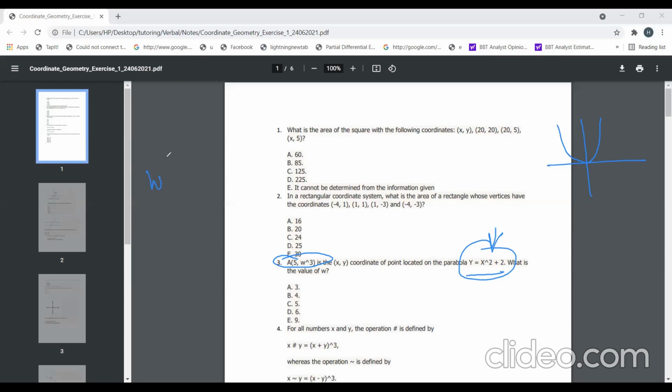So w cube is equal to 5 square plus 2, which is equal to 27. If w cube is equal to 27, that means w is equal to 3. Simple? Okay, let's move to the next.